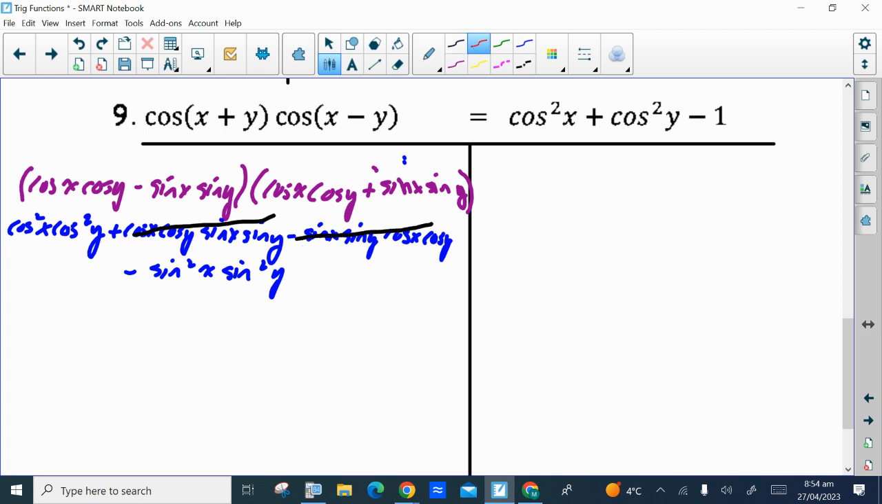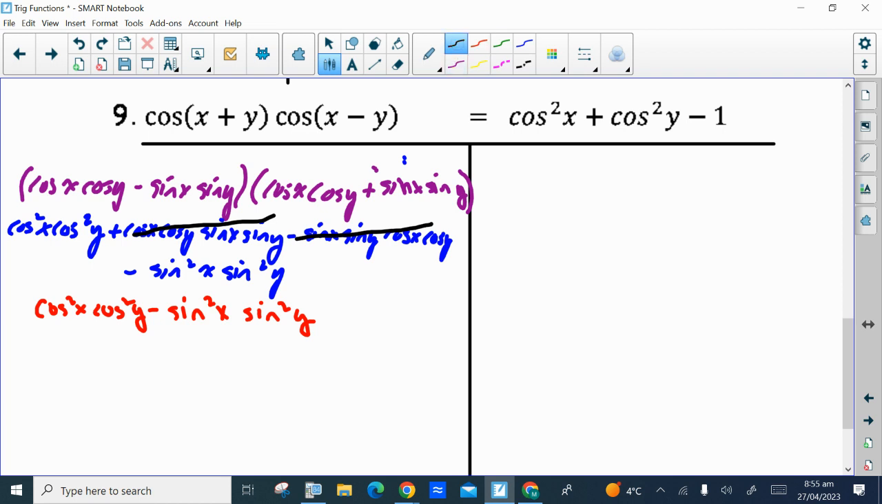So we are left with cos squared x, cos squared y, minus sine squared x, sine squared y. And I said those first ones wrong. It should have been cos squared x, cos squared y. So I don't have what I need on the left side because it doesn't match what's on the right side. So we need to do some more work.